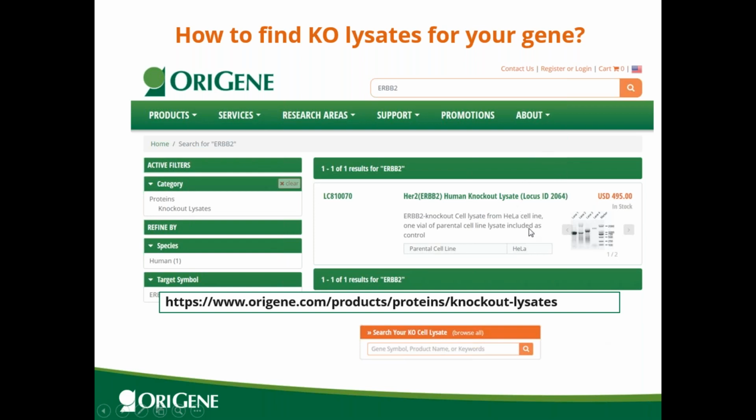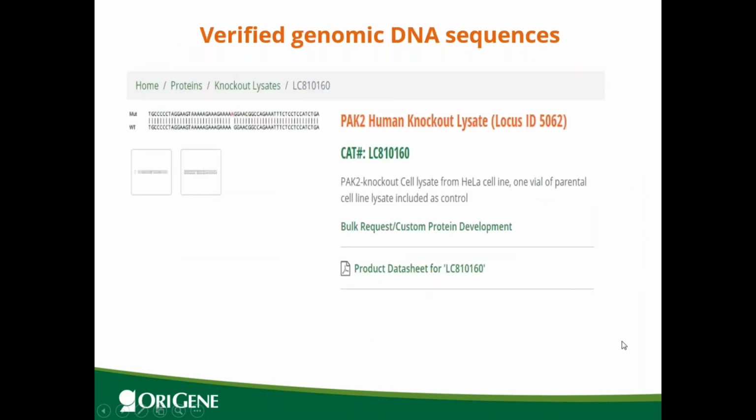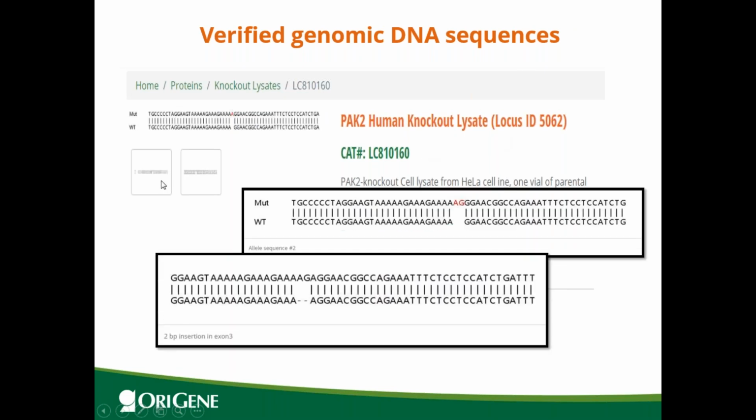And all of these knockout lysates are made from the verified knockout cell lines. You can find the verified genomic DNA sequence from each individual knockout lysate product page. Here I'm showing you an example of PAC2 human knockout lysate product. If you click on the sequence, you will see the exact modification around this PAC2 gene. Here I show you a 2 bit insertion in both alleles that causes a frame shift and interruption of the expression of PAC2 genes.